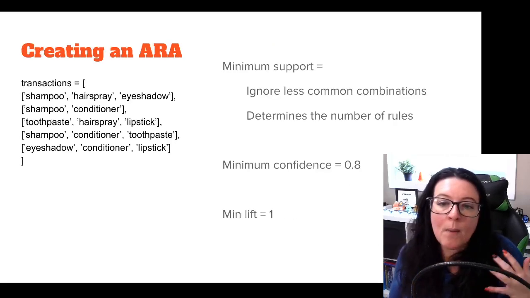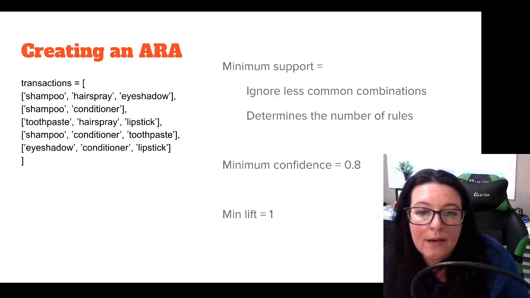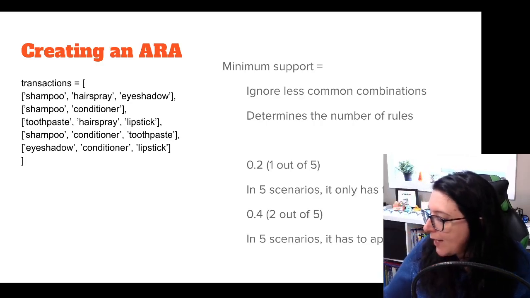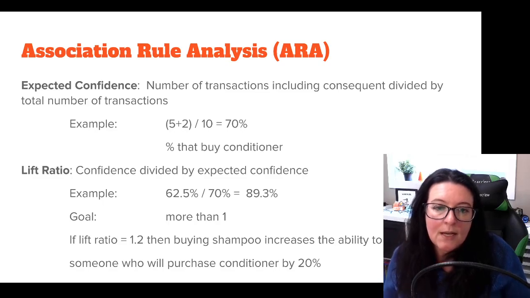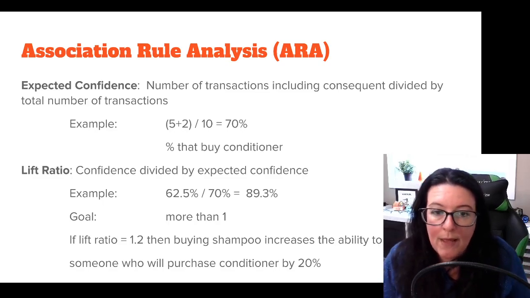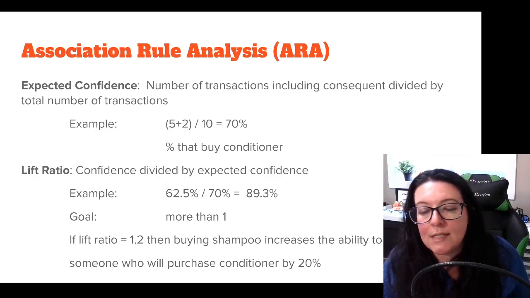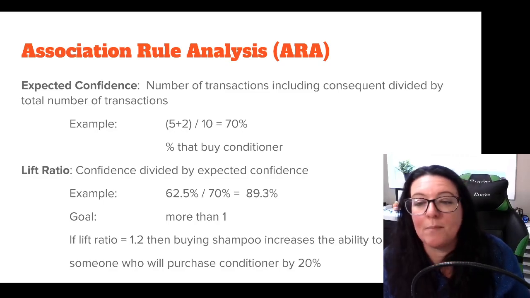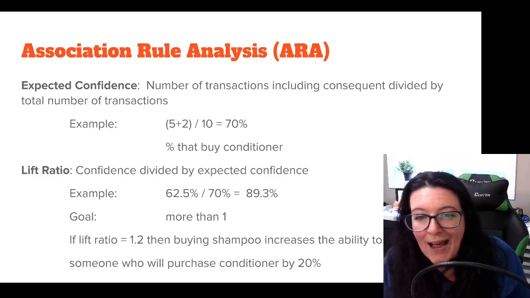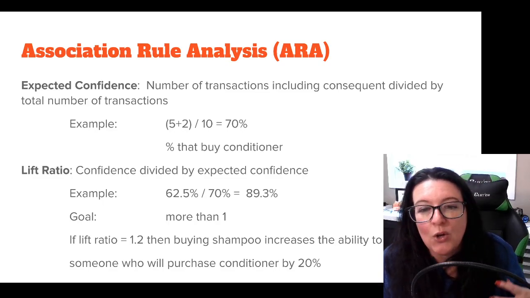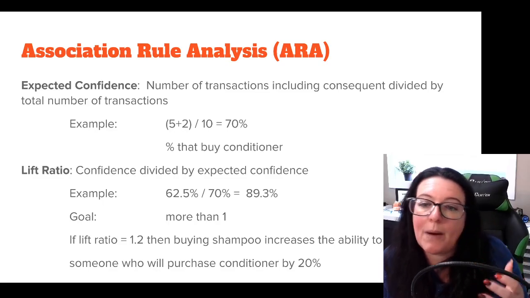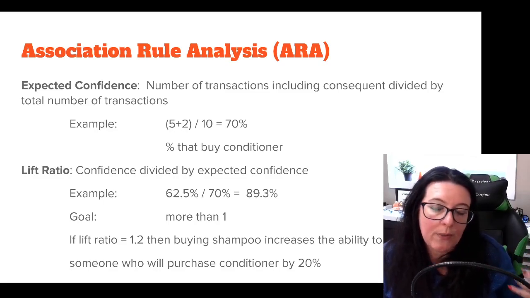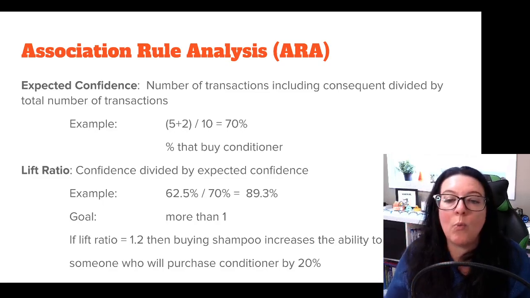Okay. And then our minimum lift should always be 1. Remember, when we talk about that lift ratio, we are talking about confidence divided by expected confidence. A lift ratio of 1.2 meant that buying shampoo increased the ability to identify that someone was going to purchase conditioner by 20% more than just random chance. A lift ratio of 2.5 meant that someone who bought shampoo was 2.5 times more likely to buy conditioner. So we're trying to be able to flag who's going to buy conditioner based on what they're doing with the shampoo. Okay? You want it more than 1.